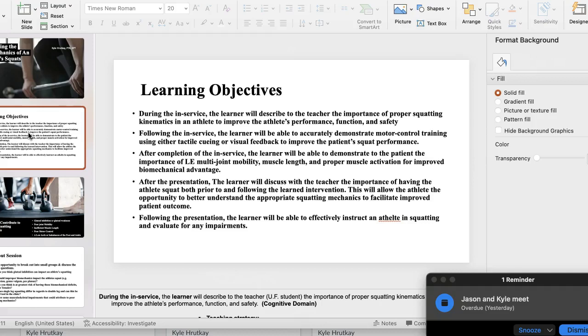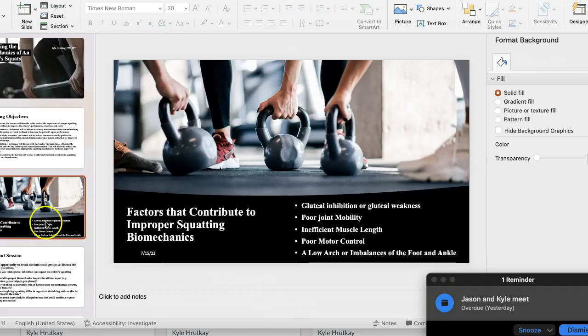The next one is, after the presentation, the learner will discuss with the teacher the importance of having the athlete squat both prior to and following the learned interventions. This will allow the athlete the opportunity to better understand the appropriate squatting mechanics to facilitate improved patient outcomes. And the final learning objective, following the presentation, the learner will be able to instruct an athlete in squatting and evaluate for any possible impairments.